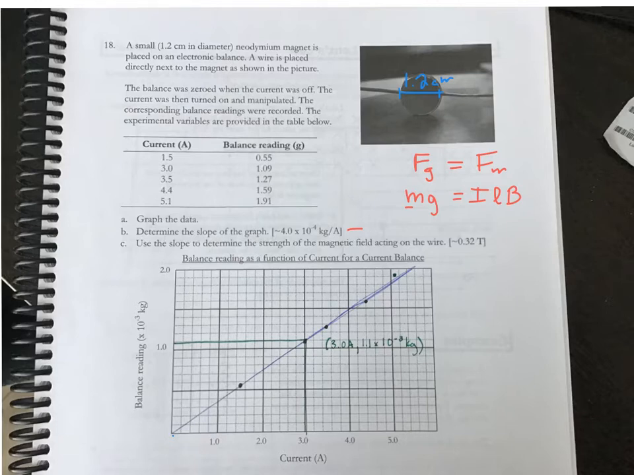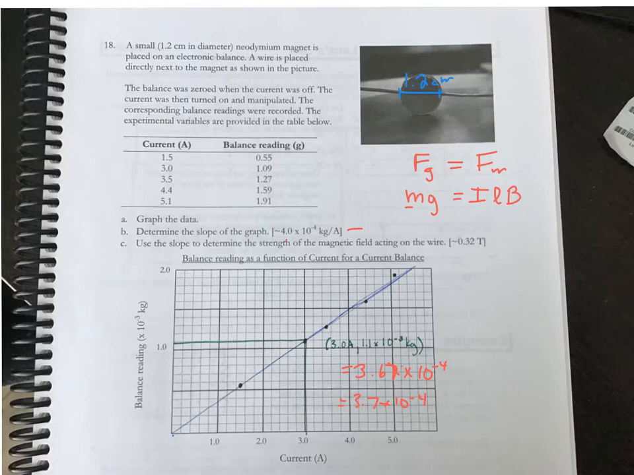So rise 1.1 times 10 to the negative 3 divided by 3 amps is, I get 3.67 times 10 to the negative 4. So pretty close. So approximately, I guess, to 2 sig figs, 3.7 times 10 to the negative 4 is what I get for my slope. Then it has to use the slope to determine the strength of the magnetic field acting on the wire.